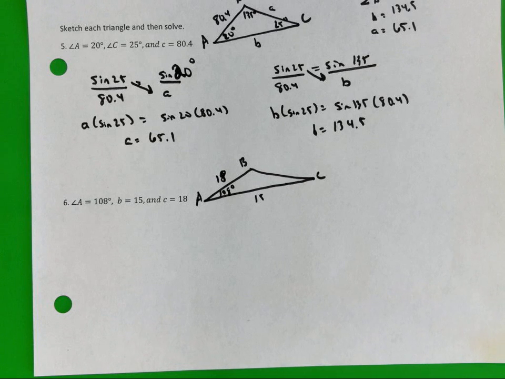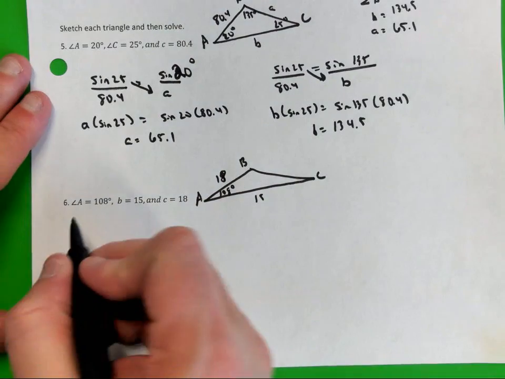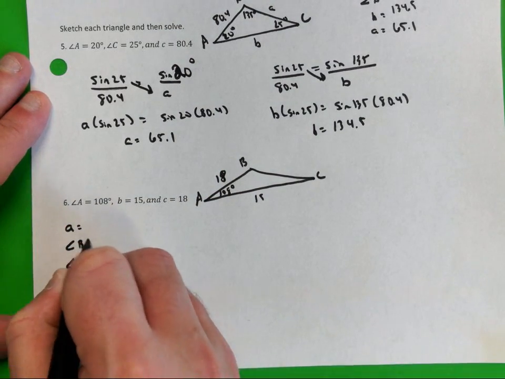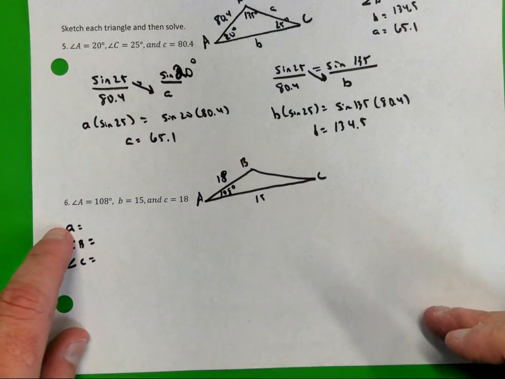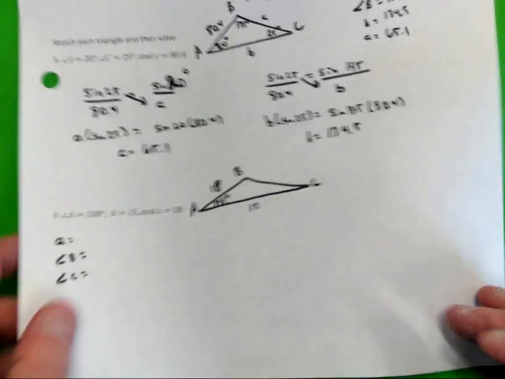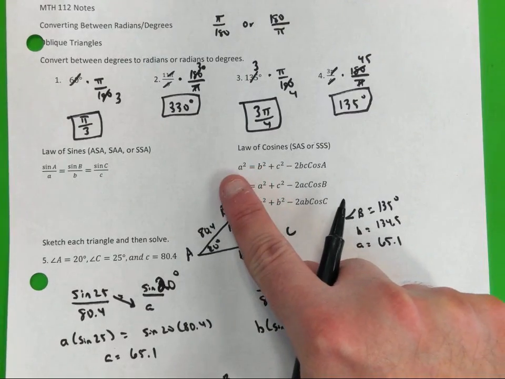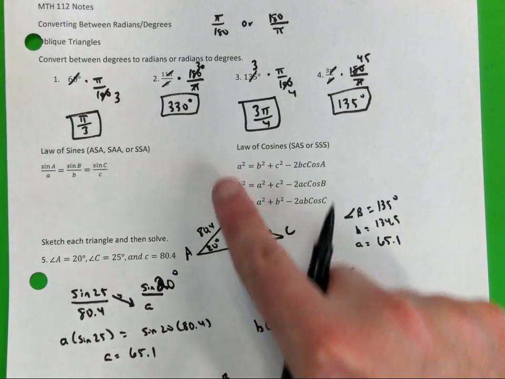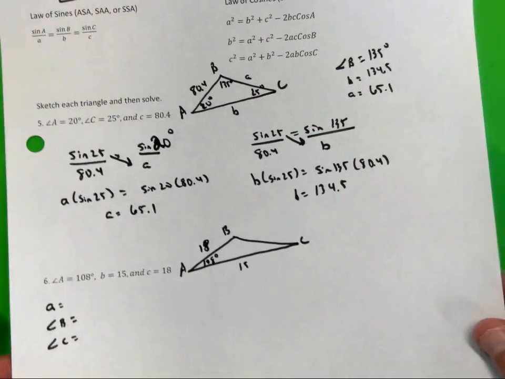Holly, what situation am I given there? Side angle side. So which one do I have to start with on this one? Law of cosines. Okay, let's list everything I need to find. I need to find side A, angle B, and angle C. And I'm going to start with the little a, because aren't the formulas written so that you can find the little sides? Like A equals, B equals, C equals. So I'm going to start with the sides, okay?